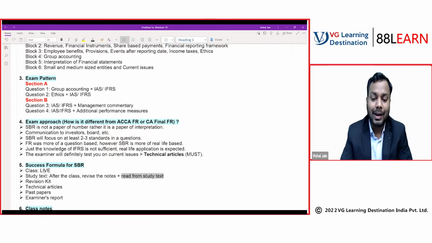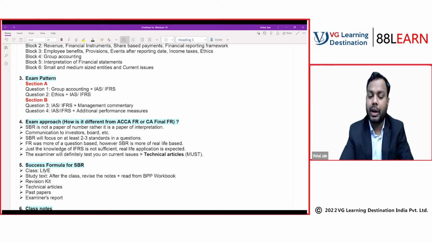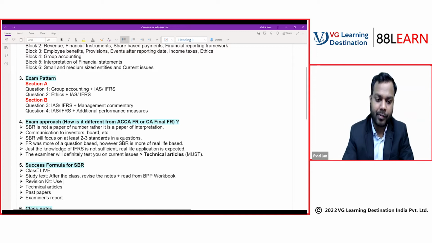I will always say you should revise from the study text, or you can say the BPP workbook. That's mandatory. Again, revision kit. I will be allotting questions to you guys from the revision kit, which you solve as an assignment. Use it for assignments.